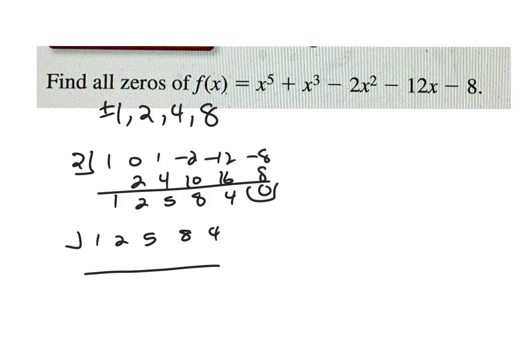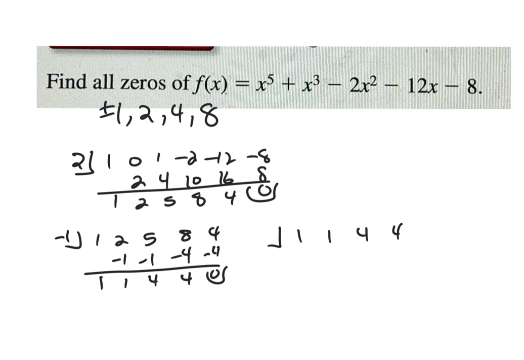That's way too many. So looking at my graph, it also crosses at -1. Touches at -1, it looks like. So I'm going to try -1. Bring the 1 down. -1 times 1 is -1. Add them up. Multiply, add them up. Multiply, add them up. Yep, looks really good. Now, I still have a bunch of numbers down on the bottom, so I'm going to do one more.